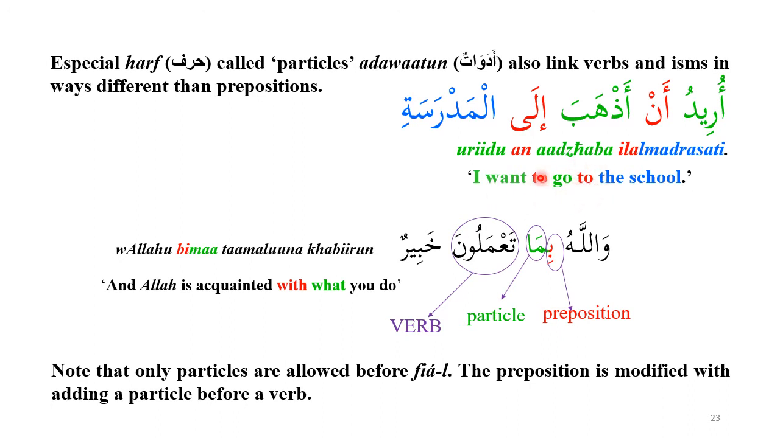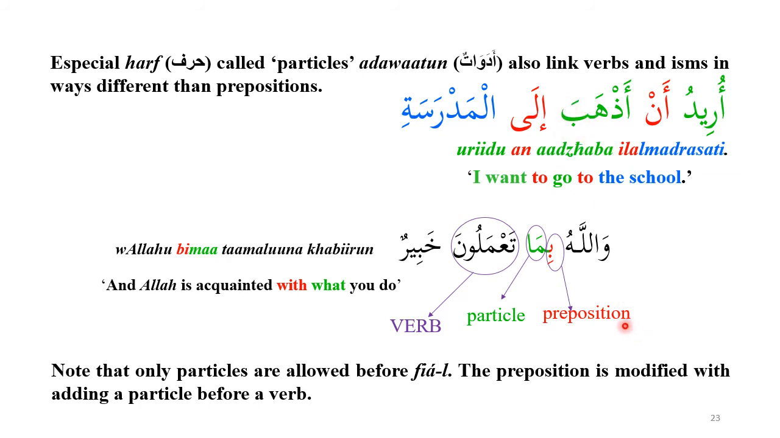In English that would mean almost the same word, right? But in Arabic it's completely different. An means to, but this "to" is linking this one. This an means something like, I want that I go to school. And then the azhaba becomes azhaba, not azhabu. The azhaba, it becomes mansub.